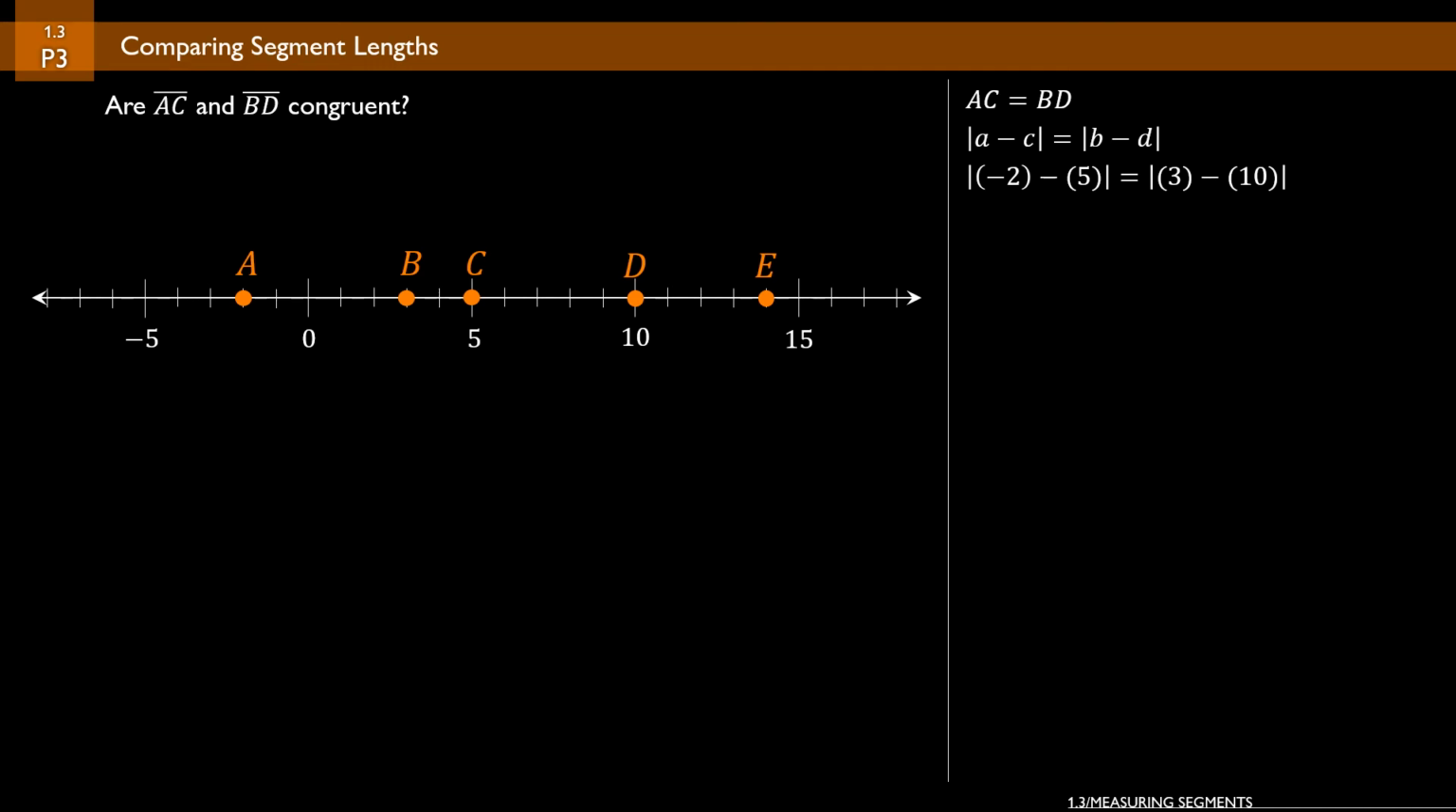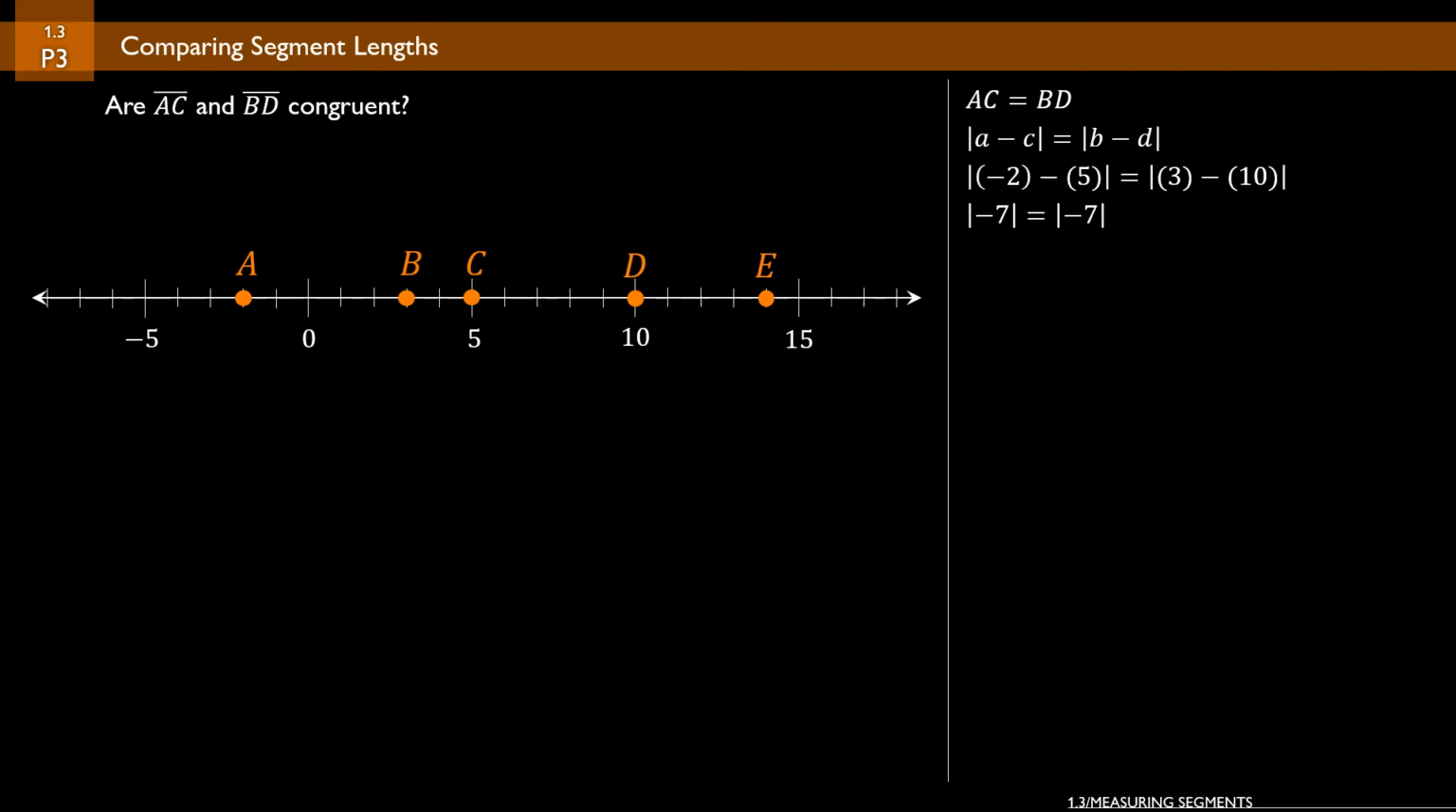The value of A is -2, so we plug that in for A. The value of C is 5, so we plug that in for C. B is 3, D is 10. So we now have the absolute value of -2 minus 5 equals the absolute value of 3 minus 10. If we work those out, -2 minus 5 is -7, and 3 minus 10 is -7.